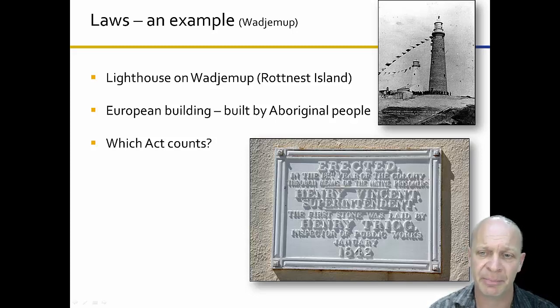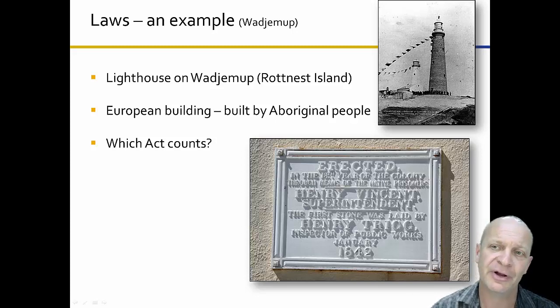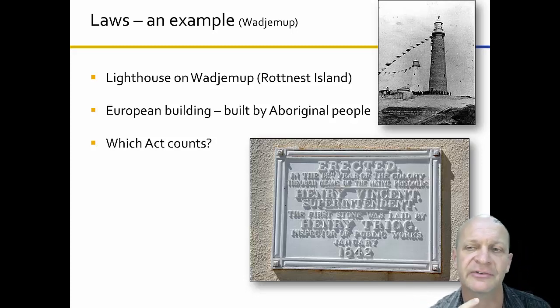And interestingly, the plaque put up at the time talks about being erected in the 13th year of the colony by means of the native prisoners. So the historic plaque recognises the native, we wouldn't use that word today perhaps, but Aboriginal labour that is in the site.